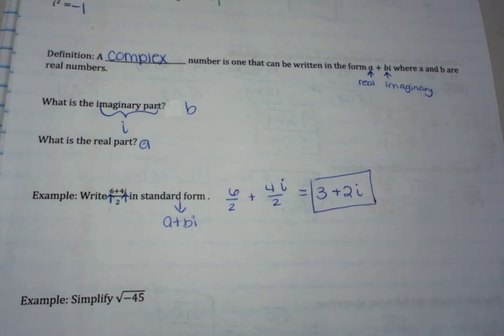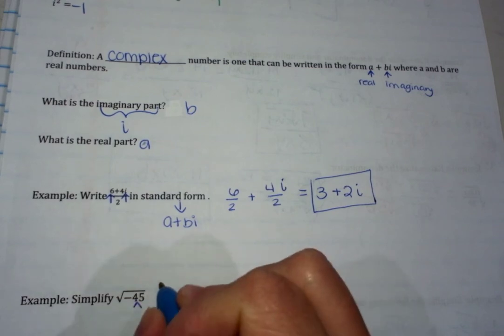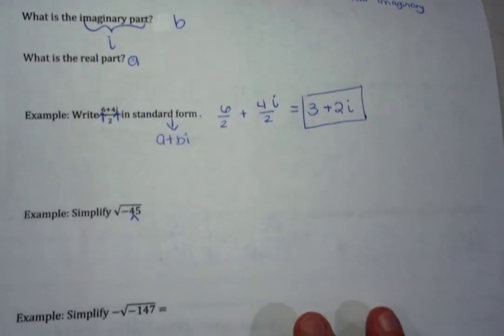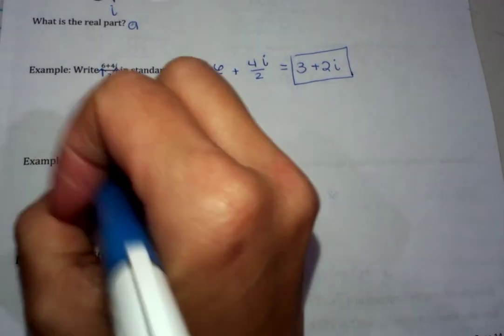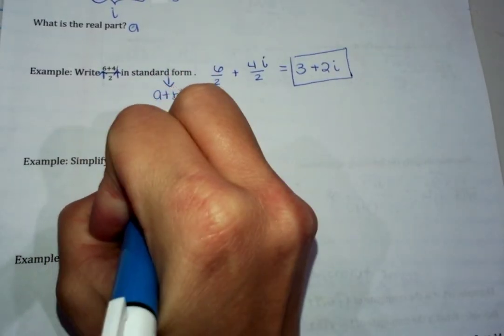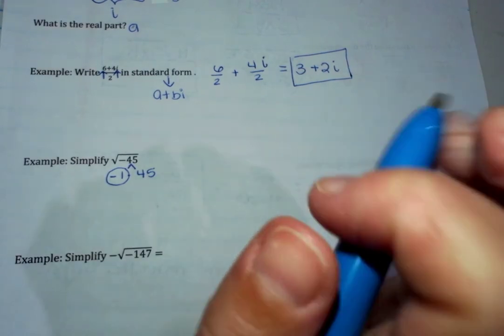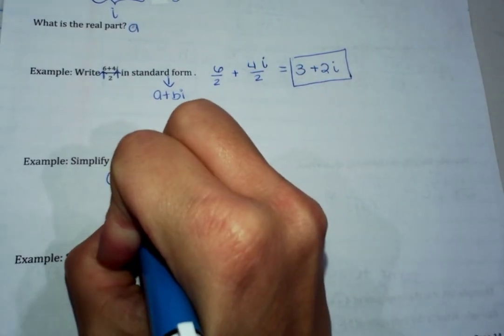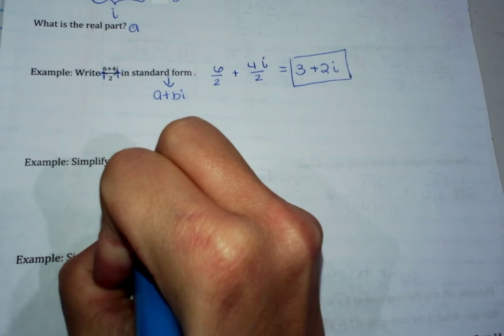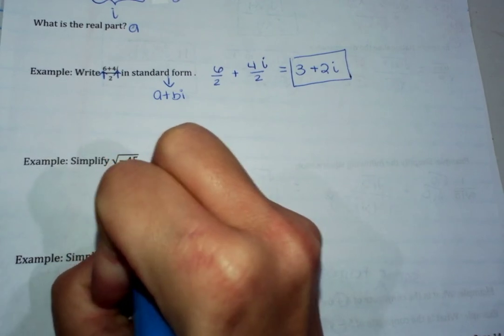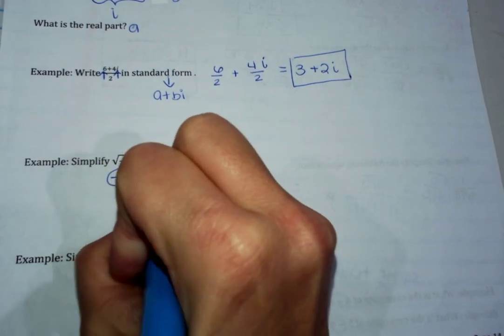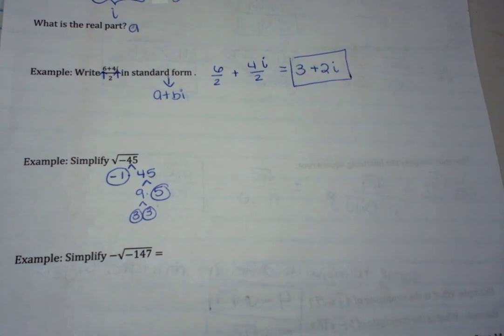Now let's simplify the square root of -45. So let's break this down just like we did every other one. I'm going to start by breaking down that -45 into -1 times 45. Because I know that -1 is our special case, so I'm just going to circle it. We'll come back to it in a second. 45 we know is 9 times 5. 9 is 3 times 3. 3 gets circled, 5 gets circled, so boom, we simplified it completely.